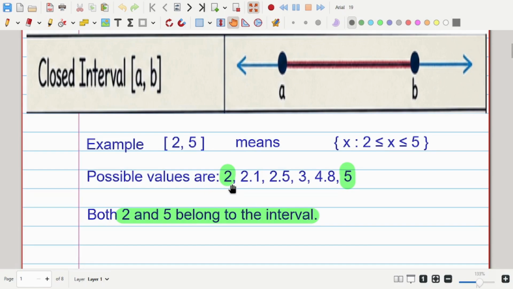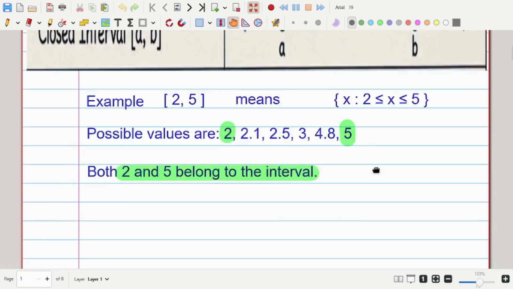So the possible values are 2, 2.1, 2.5, 3, 4.8, 5. In a closed interval, we include the endpoints. Therefore, 2 is included, 5 is included.